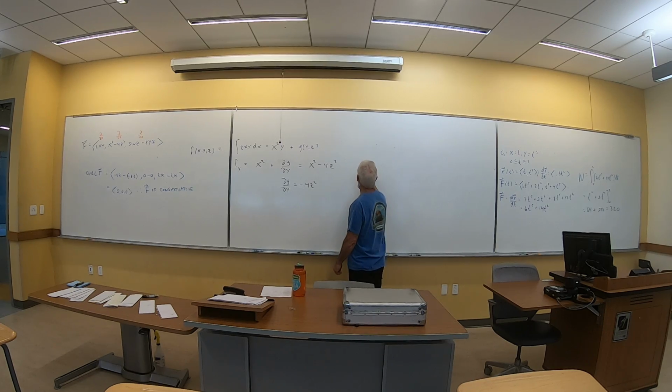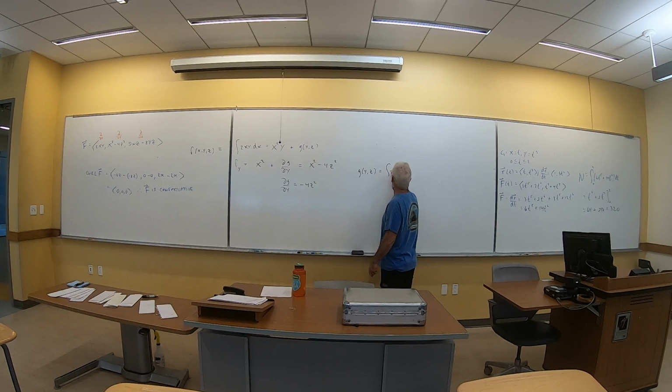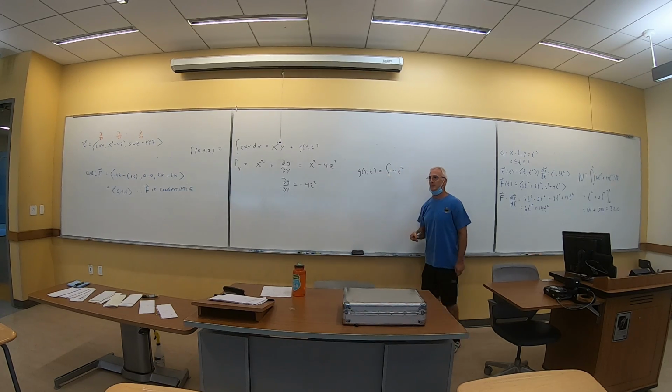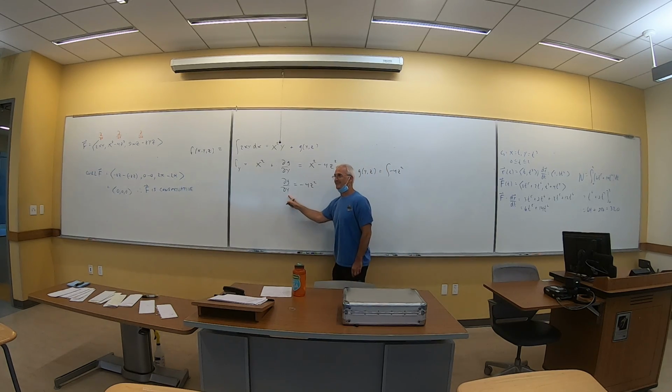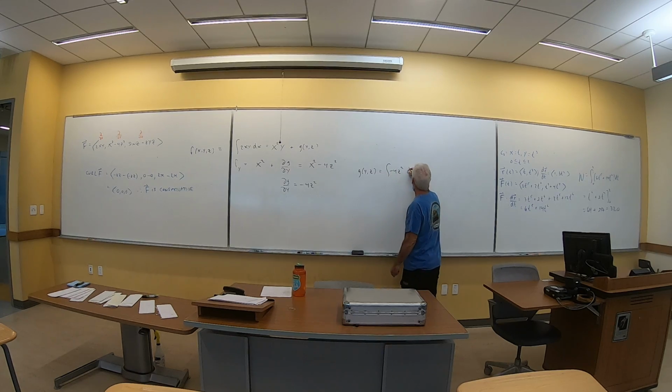So what is g of y, z? It's the integral of this with respect to what variable? y, because this was the derivative with respect to y. I've got to integrate with respect to y.